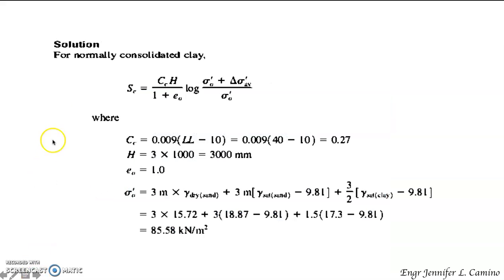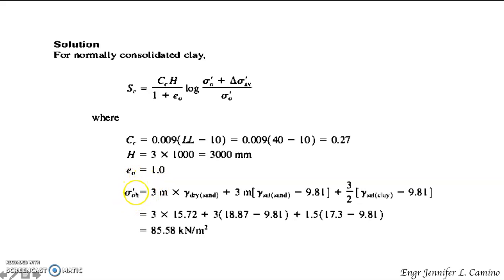Since the clay is normally consolidated, we make use of this equation to compute the settlement for normally consolidated clay. We have to compute for the compression index, which is 0.27, and H, which is 3 meters, converted to mm, so that is 3,000. Our e sub o is 1.